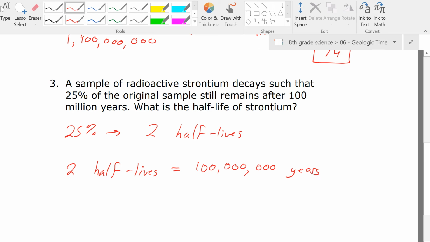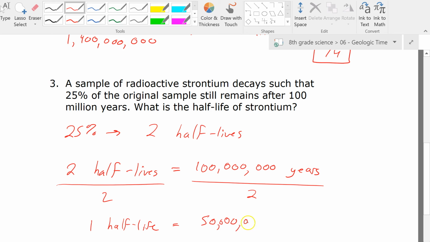So if I want the number for just 1 half-life, I'll divide both sides by 2. And I get 1 half-life is 50 million years. And there we go. That's it.